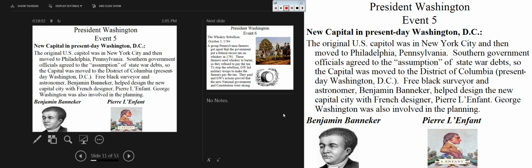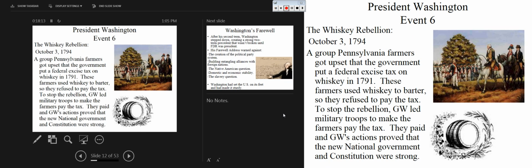from everything to city development to design of the Capitol and the Executive Mansion. He does not ever live in the Executive Mansion. He will pass away before the Executive Mansion is completed. He actually leaves office before the Executive Mansion is completed. And we'll talk a bit about that moving forward.